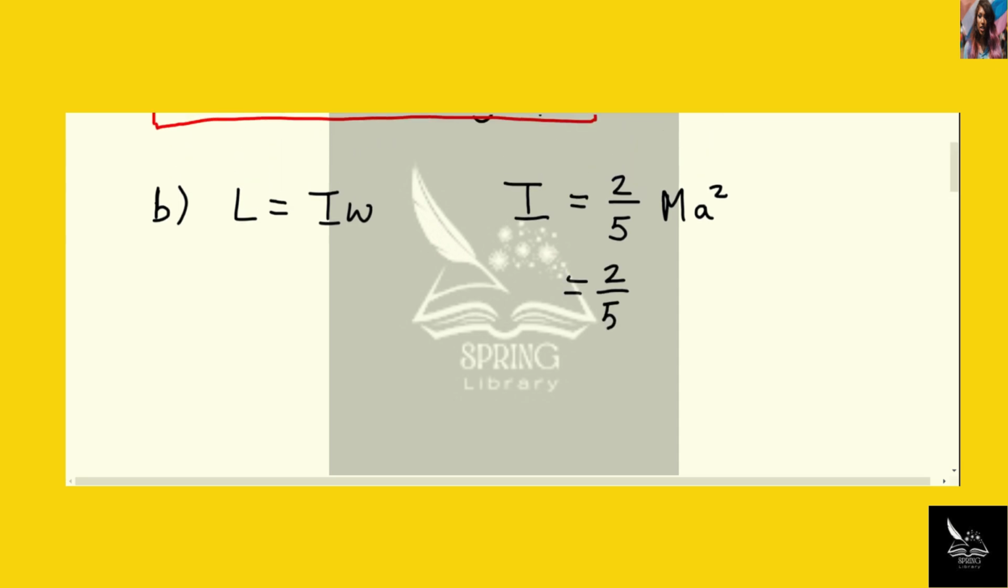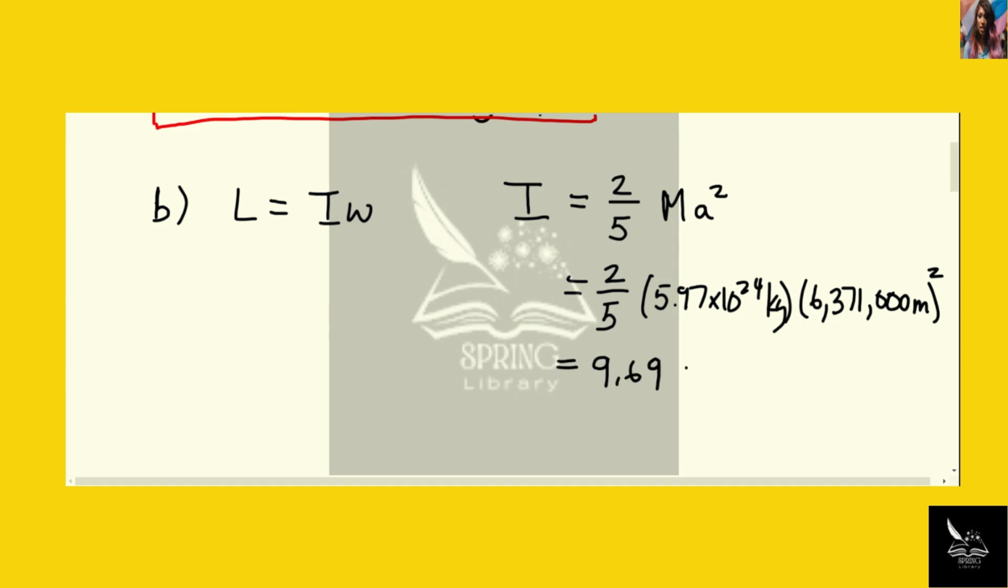So let's go ahead and plug in our values for the Earth here. The radius is 6,371 kilometers, or about 6 million meters. So the moment of inertia for the Earth is 9.69 times 10 to the 37 kilogram meters squared. And then we're going to plug that into the formula.